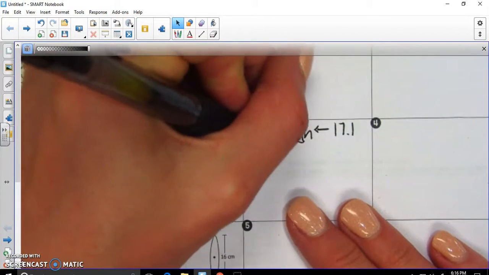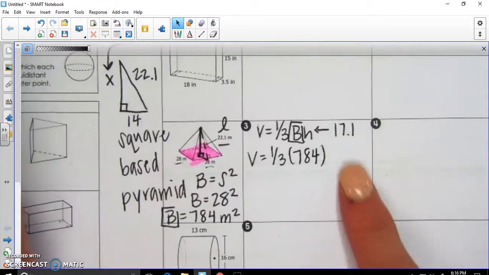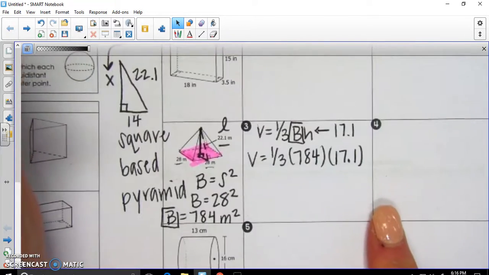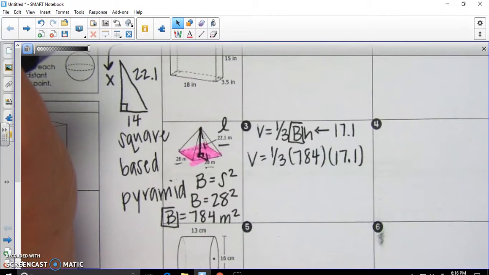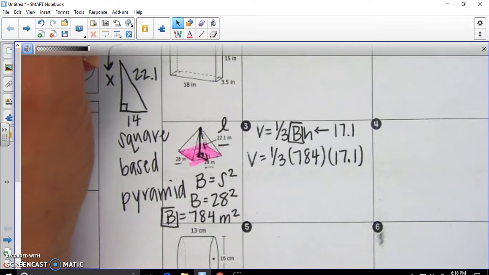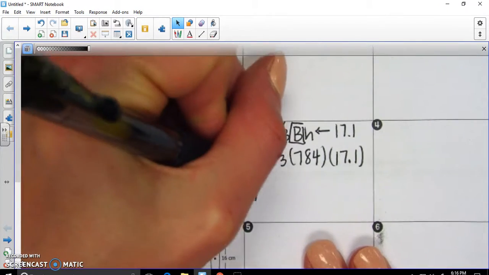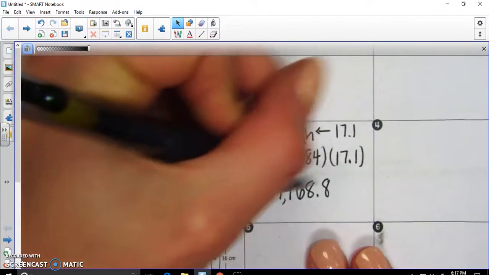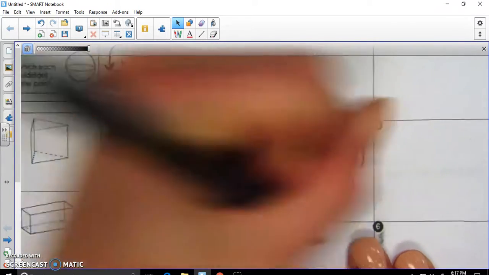All right, so we've got volume is 1/3. The area of the base we said was 784. The height of the pyramid is 17.1. And we can multiply those all together to get our volume. And remember, we're going to express our volume in terms of units cubed, or cubic units. So we should get that volume is 4,468.8 meters cubed, or cubic meters. So you might see it written like cubic meters.